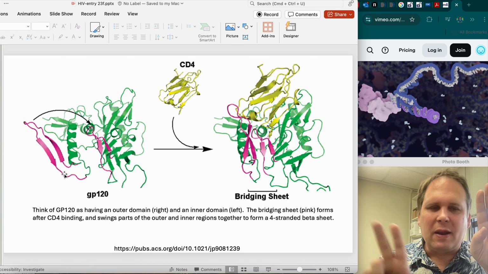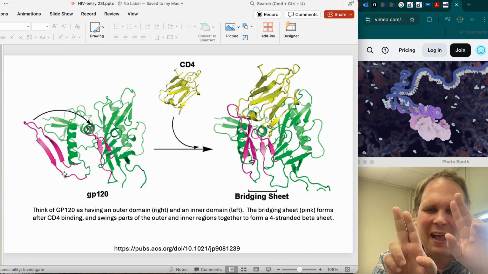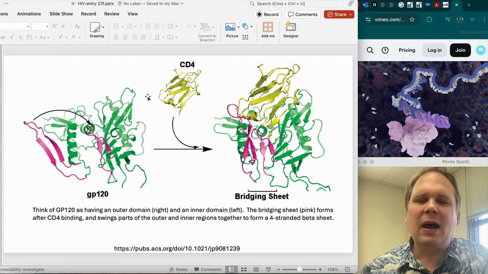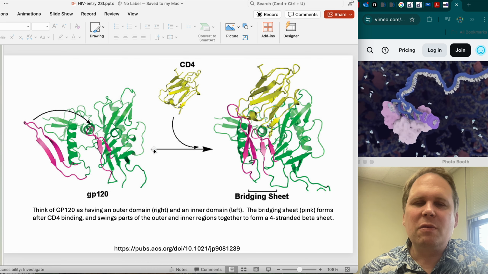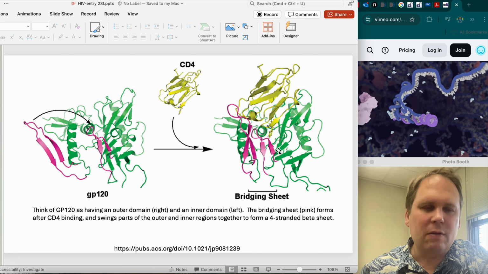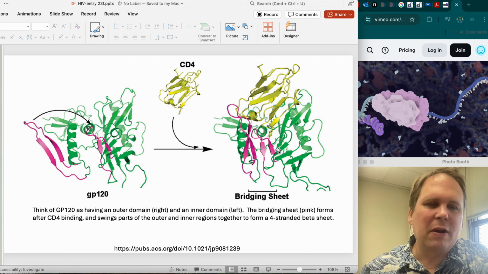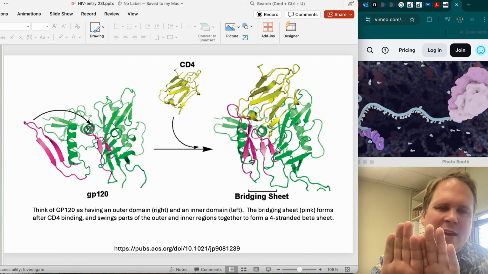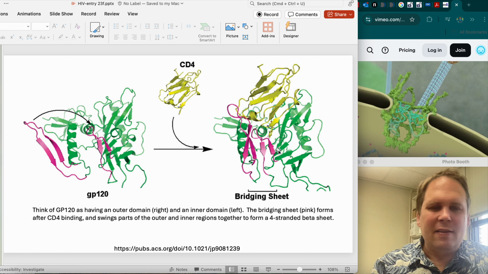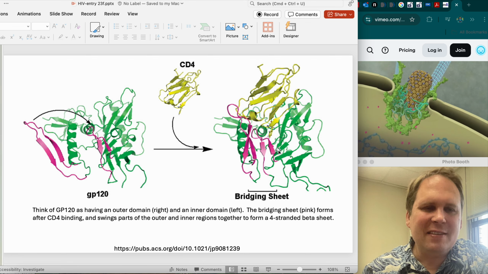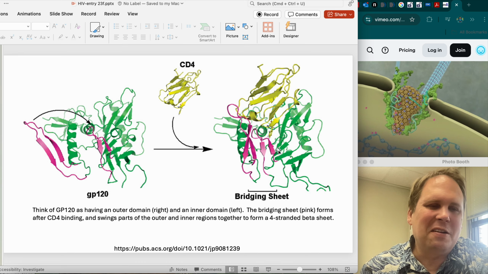Those are normally separated. One of them hangs out with the inner face, and the other hangs out with the outer face. When CD4 binds, it's going to rotate those molecules around. That's going to bring these two things into contact, and they're going to form a single 4-stranded beta sheet. That beta sheet is called the bridging sheet. It's locking together the inner and outer parts, and this is going to help GP120 clamp down on CD4 so that it doesn't lose its grip on that one little phenylalanine.